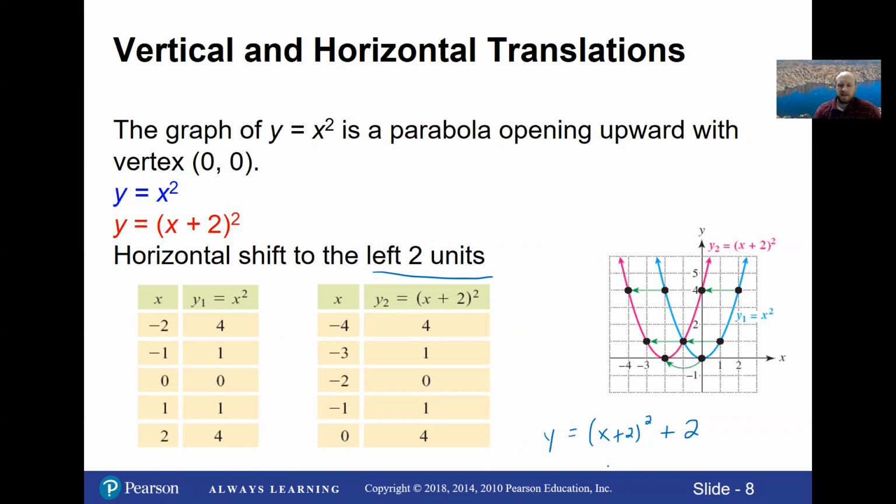Well, I'll kind of give it away: this is going to shift left 2, and it's also going to shift up 2.